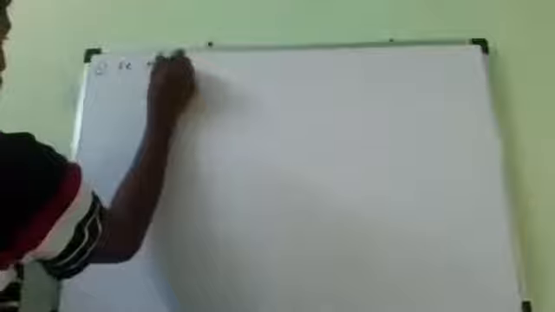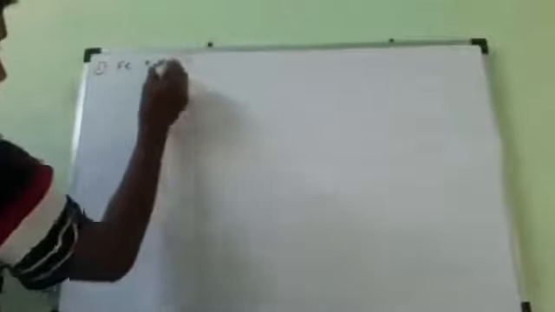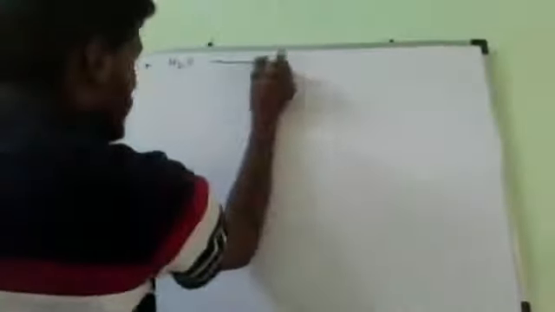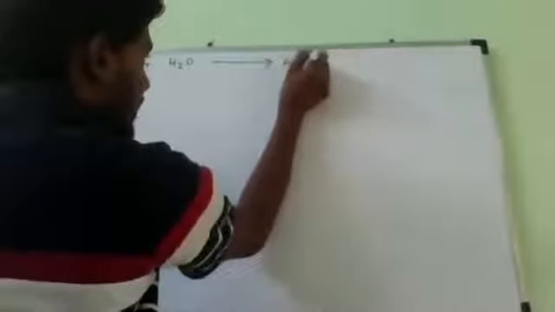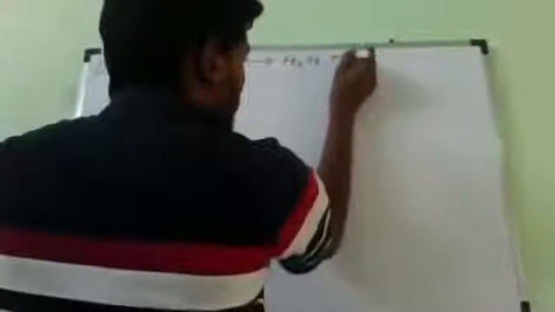Right, first equation. Iron is reacting with water. For today's class, keep today's date, day and all. Iron, Fe, is reacting with water, which will give you Fe2O3. Fe2O3 plus H2. This is the equation.